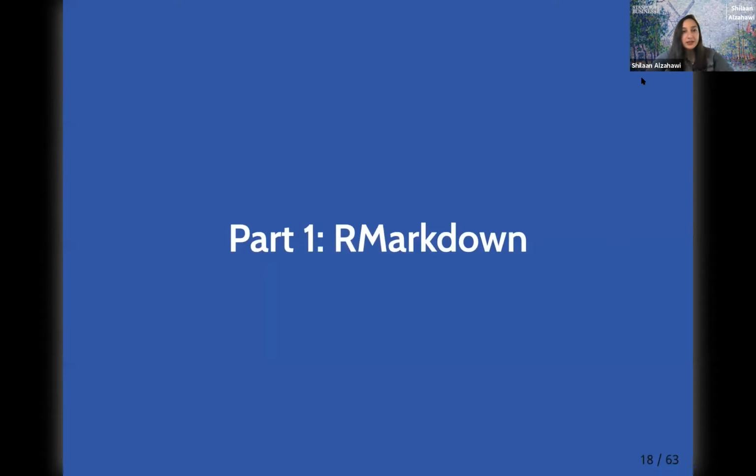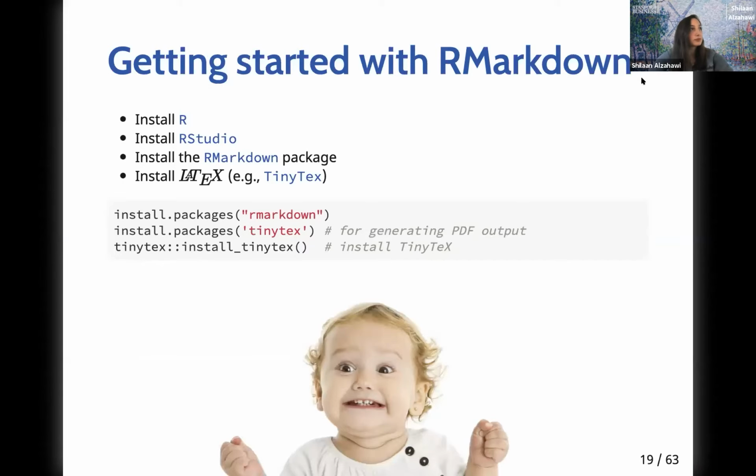So let's delve into the practicalities, the first part of R Markdown. The way we get started with R Markdown is we install RStudio, the R Markdown package, and LaTeX. These are all clickable links if you open the slides. I believe I sent the link to the group chat: bit.ly/Shalon-APA. You can click on all these links to download the prerequisite software.